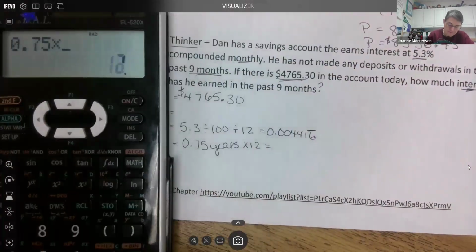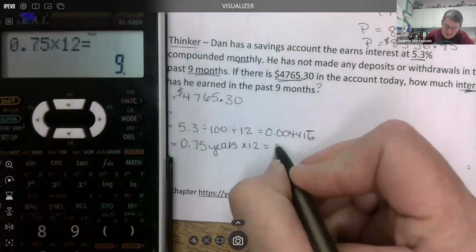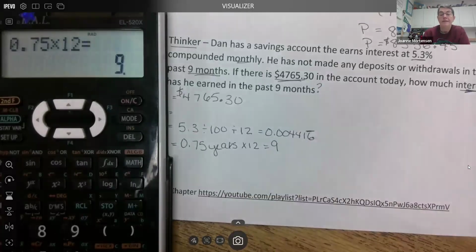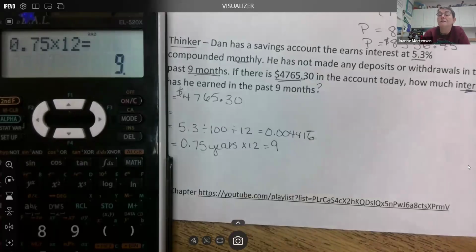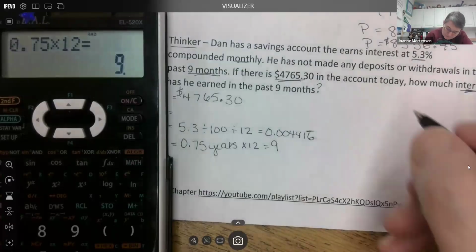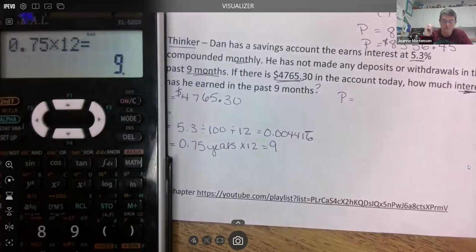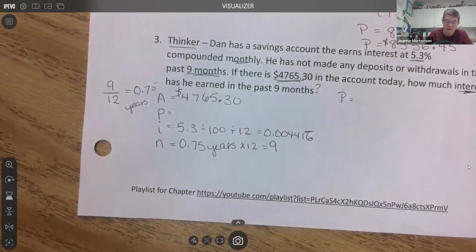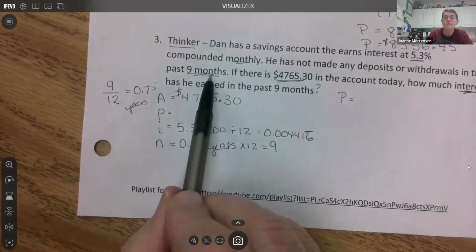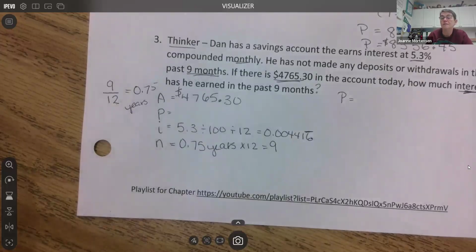Times 12. I kind of knew that was going to be 9 because we took months and converted it into years, and it's compounded monthly, so it's back to months. That's okay. Don't worry about it. You don't have to do that unless your time period is in months. Okay, that's why this was the thinker question.